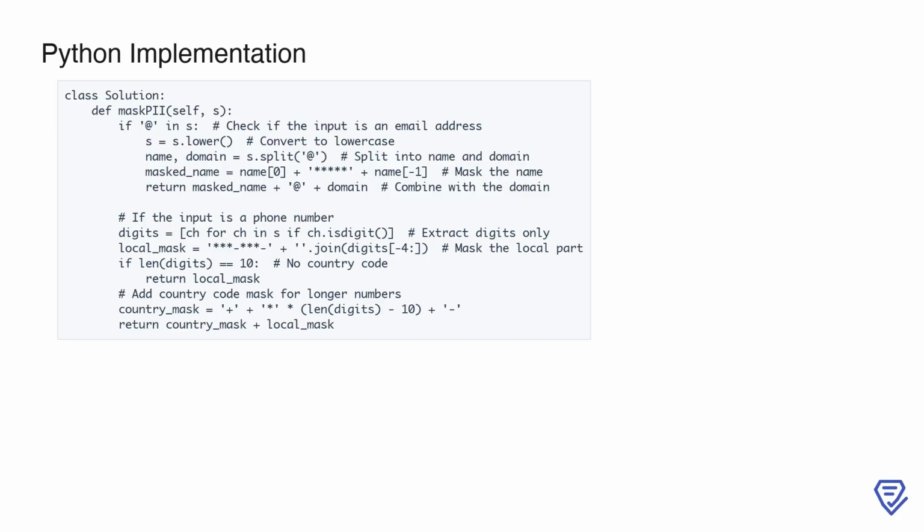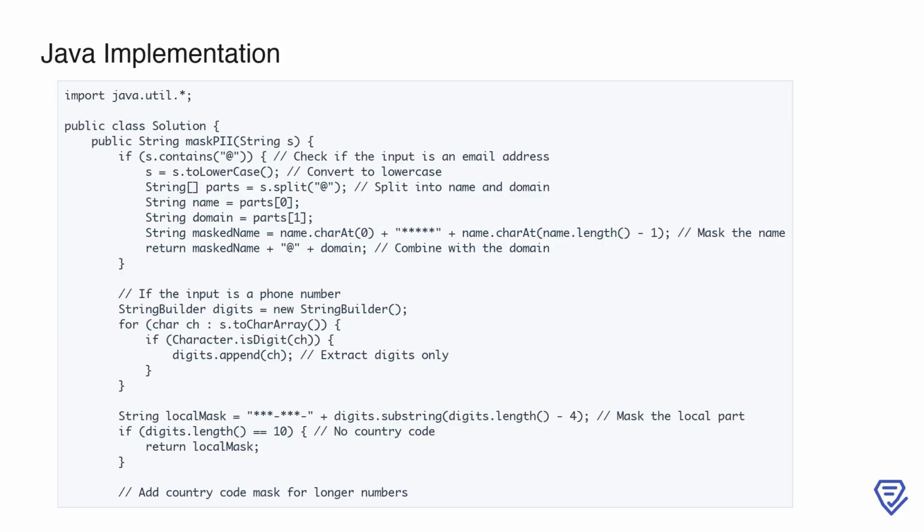This approach handles edge cases such as varying input formats for phone numbers and ensures that the masking adheres to the problem's requirements. Here, we are implementing the solution to mask personal information in Java. First, we import the necessary utilities and declare our solution class with the maskPII method. The method accepts a string s as input, which could either be an email address or a phone number.